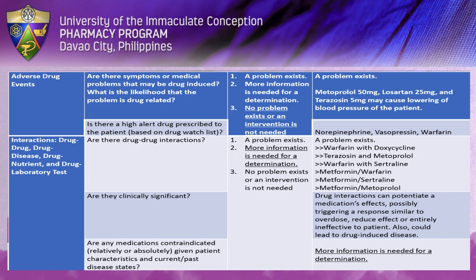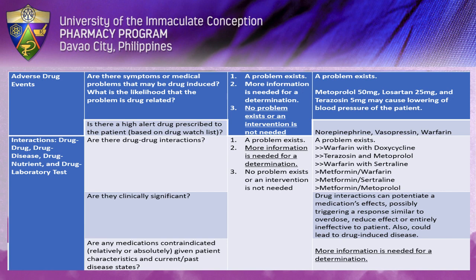Adverse drug events. Are there symptoms or medical problems that may be drug-induced? What is the likelihood that the problem is drug-related? Yes, a problem exists. Metoprolol 50 mg, losartan 25 mg, and terazosin 5 mg may cause lowering of blood pressure of the patient. Is there a high alert drug prescribed to the patient based on drug watch list? Yes, norepinephrine, vasopressin, and warfarin.